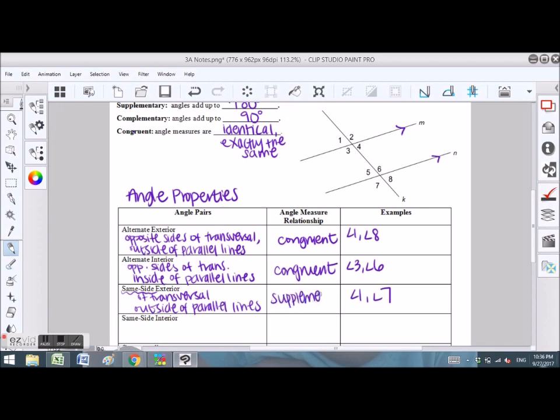That means when you add up the measure of angle 1 and the measure of angle 7, you'll get 180 degrees. Same side interior, remember same side means same side of the transversal, and interior means inside of the parallel lines. So if we're looking on the inside, same side, for example, angle 3 and angle 5. And these are also supplementary.